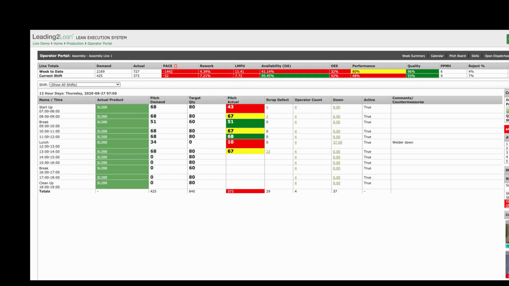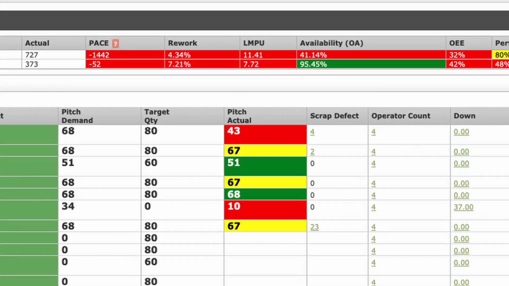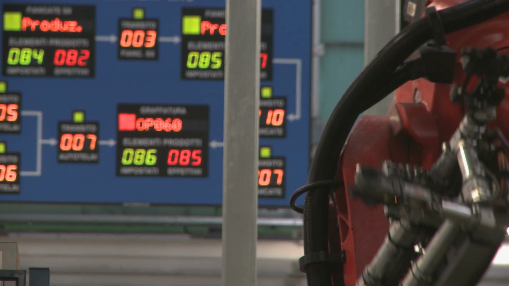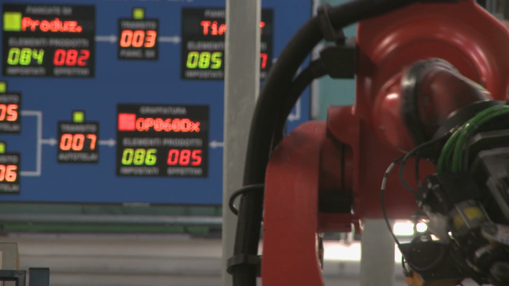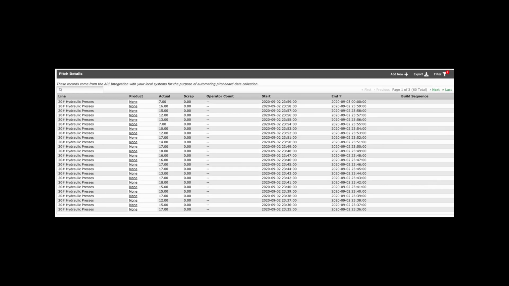The second critical data point needing to be captured is production actuals. L2L allows this information to be entered at the line by the user on an easy-to-navigate user interface, or to be pushed directly to L2L via our simple API integration with zero operator input.